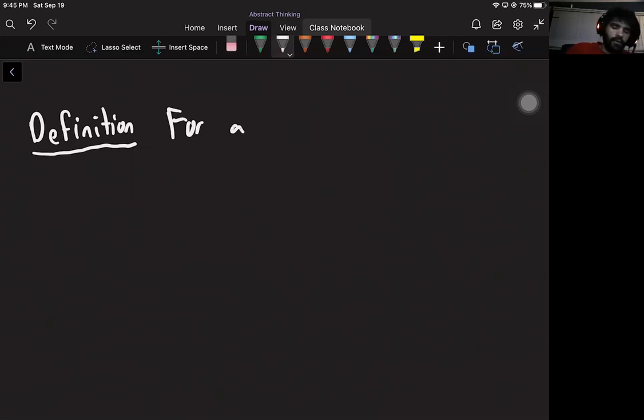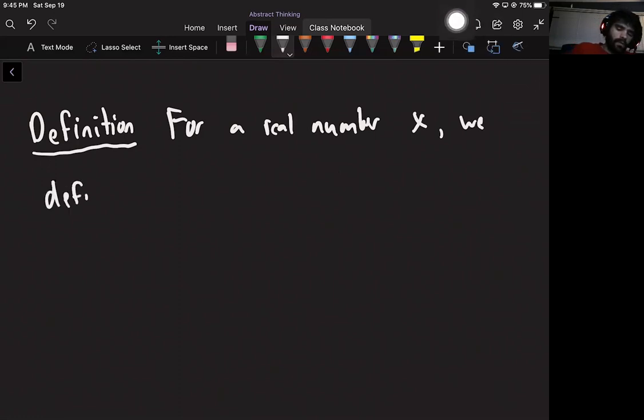Okay, so for a real number x, we're going to define this new yet very old concept that you've seen before, but never thought of in this way probably. We define this, x with bars around it, called the absolute value of x.